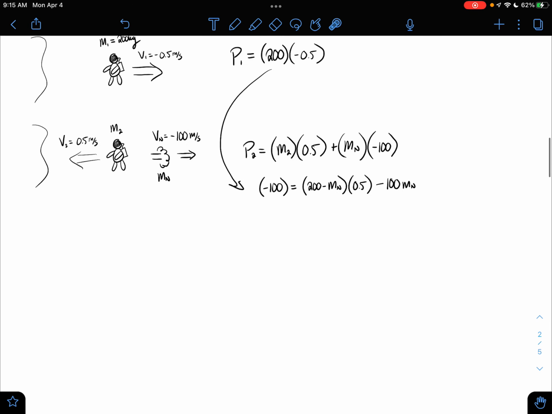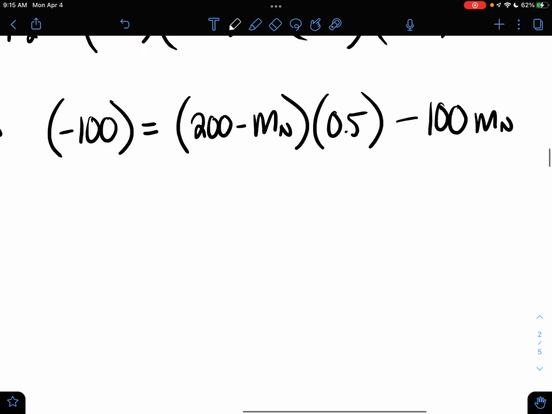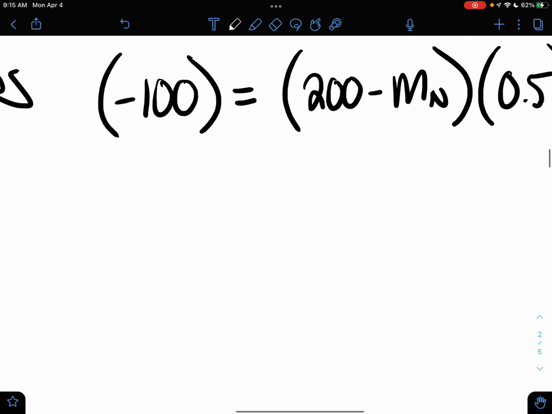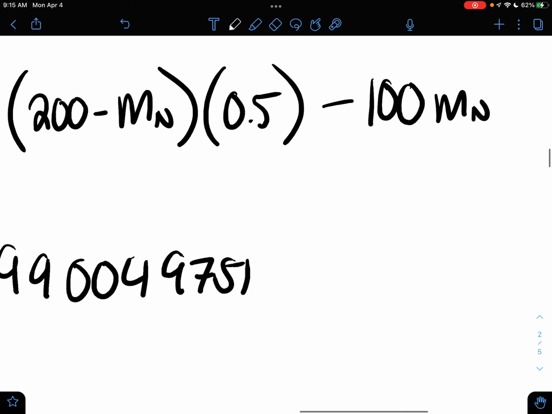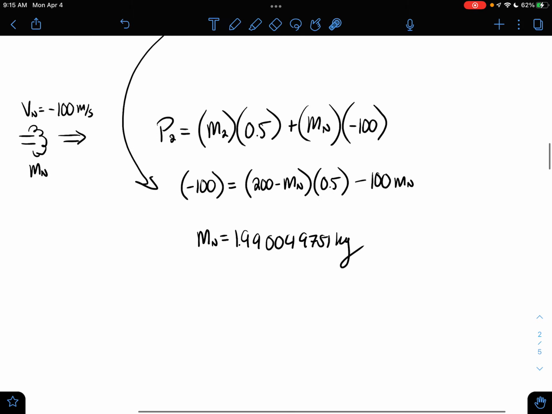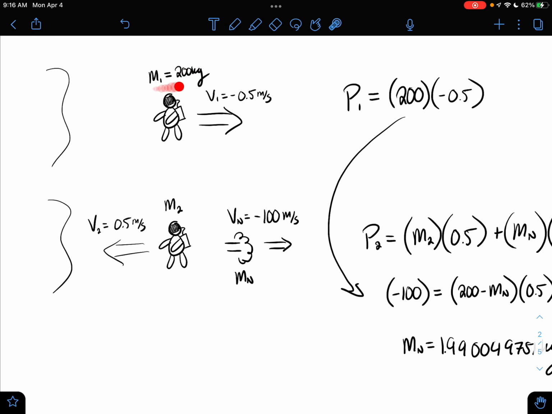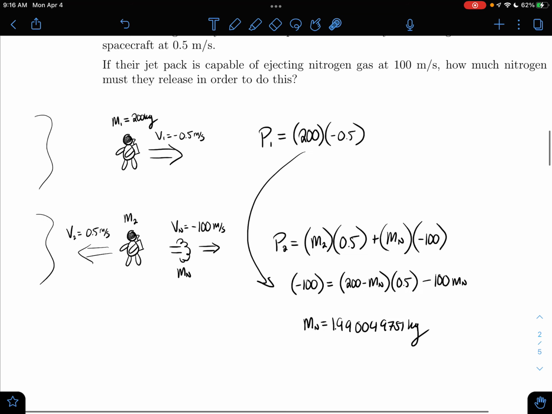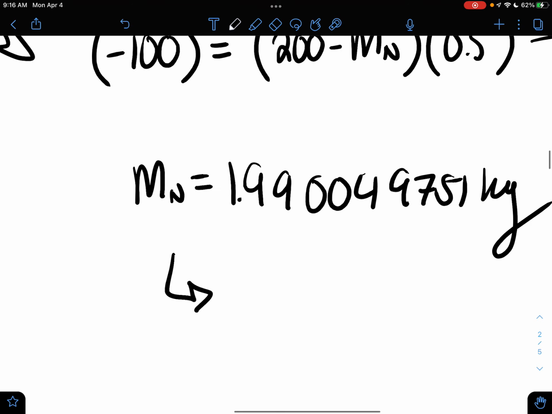Solving for the mass of the nitrogen is a wonderful little simplification algebra problem, which I won't walk through right now, but plugging everything in, we get the mass of the nitrogen equals 1.990049751 kilograms. Now, this is a super small amount compared to our original 200 kilograms. It turns out if I just assumed that the astronaut stayed at 200 kilograms here, the answer I would have gotten was 2 kilograms.